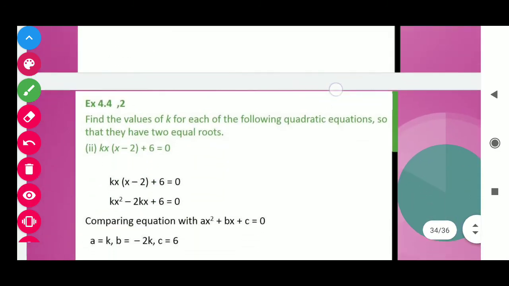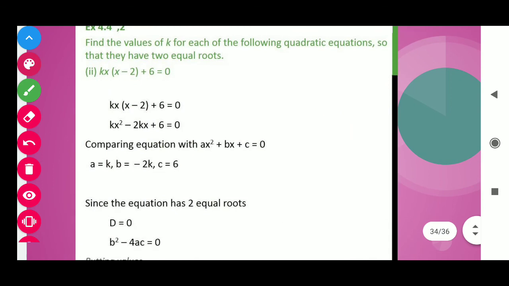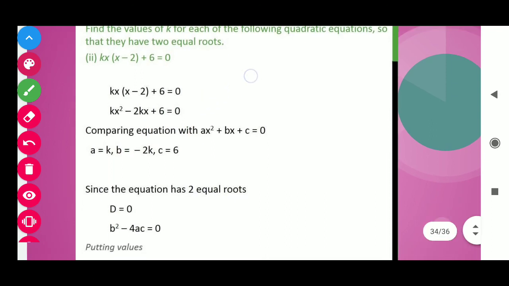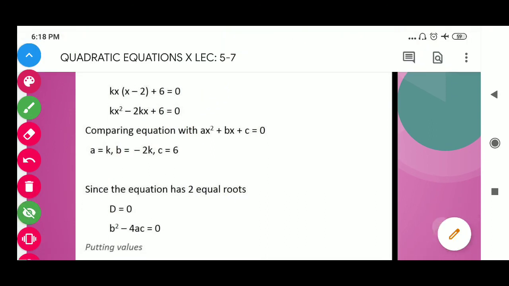Here is the second part. This is the similar question and we have to again find the value of k. Equation is kx times x minus 2 plus 6 is equals to 0. First make this in the form of standard. So multiply kx with x, we get kx squared minus 2kx plus 6 is equals to 0. On comparing we get a is equals to k, b is minus 2k, c is 6 and roots are equal, so discriminant is 0.